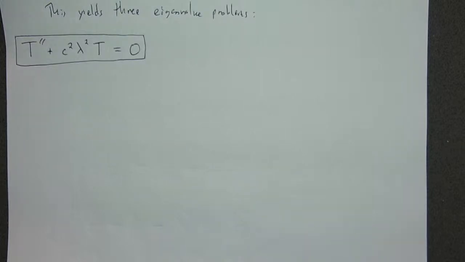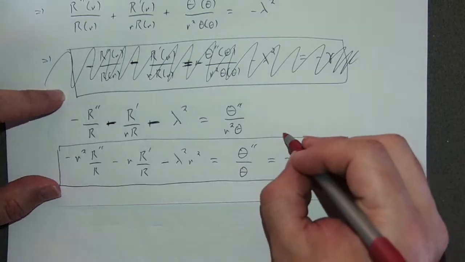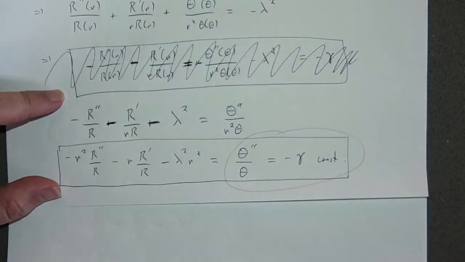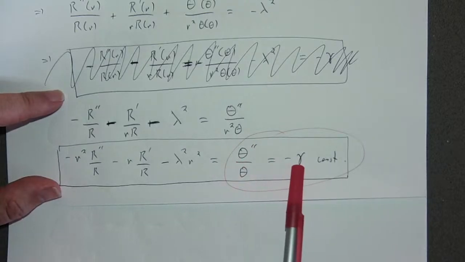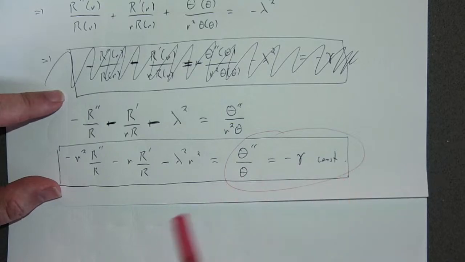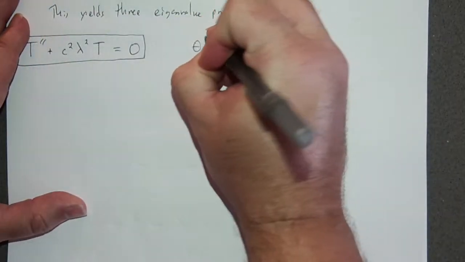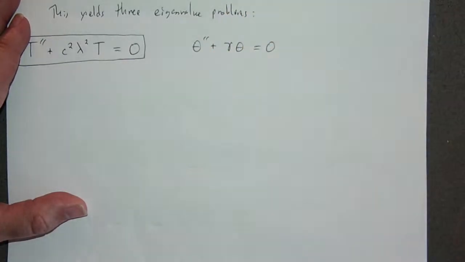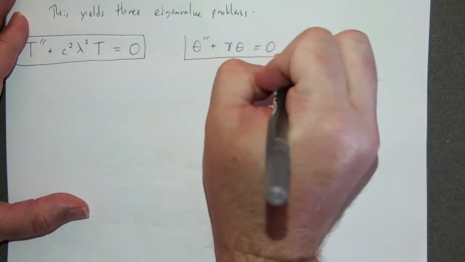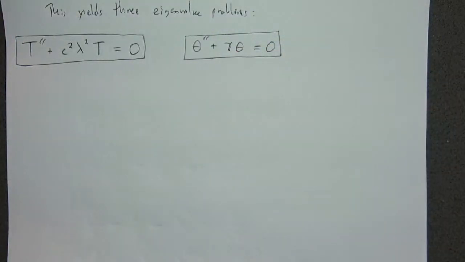Okay. What's the next one? Well, the next one comes from this, and it's the one that I'm most used to, right? So theta double prime over theta equals minus gamma. Multiplying by theta is theta double prime equals minus gamma theta. Adding to both sides, I get theta double prime plus gamma theta is equal to 0. Hey, there's my favorite eigenvalue problem, right? This is the one that I'm most used to.